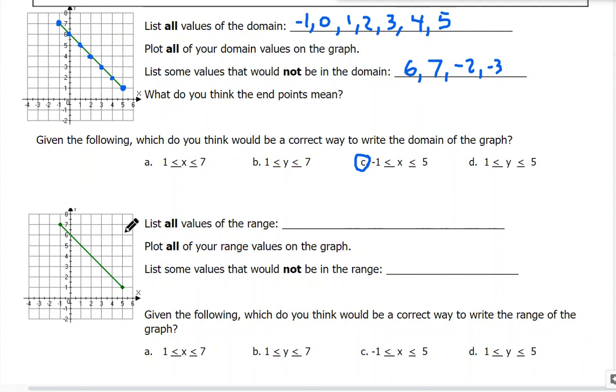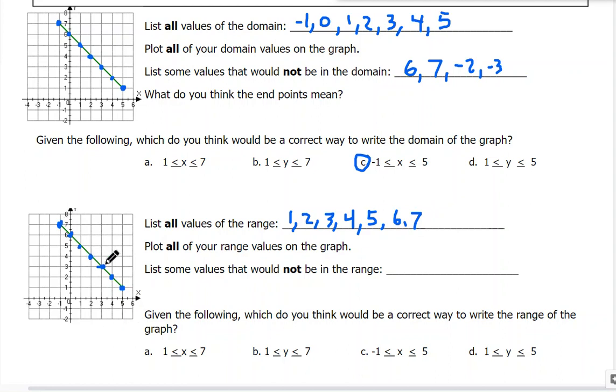All right, let's do it for the range. Same thing. If I'm doing range, I'm going from bottom to top. Bottom to top, I see a point here that is at 1, a point at 2, a point at 3, a point at 4, a point at 5, a point at 6, and a point at 7. So I see all those points.